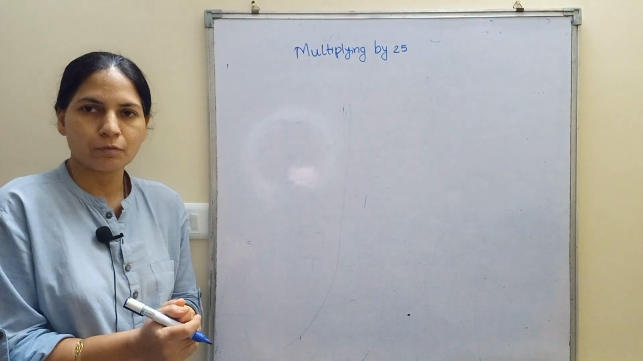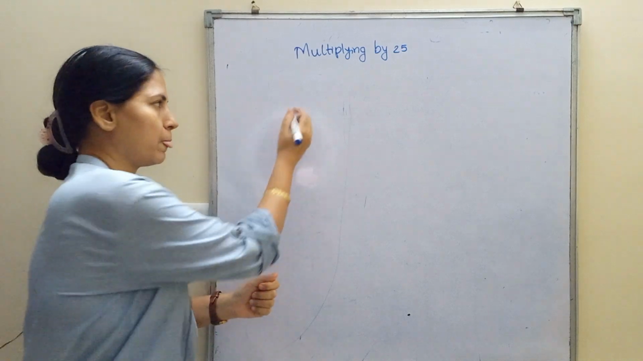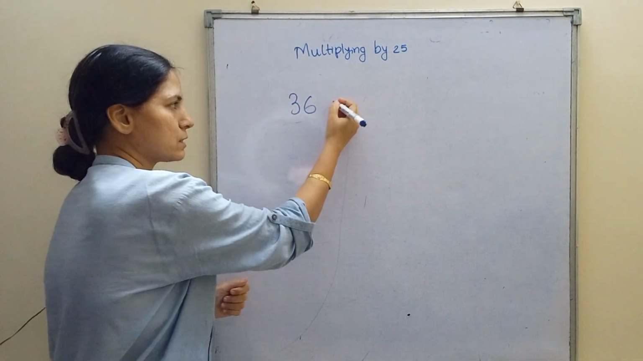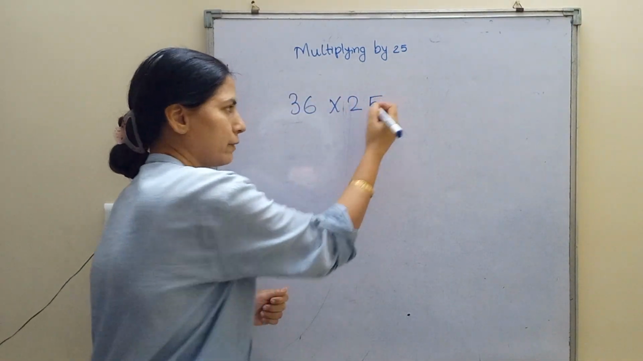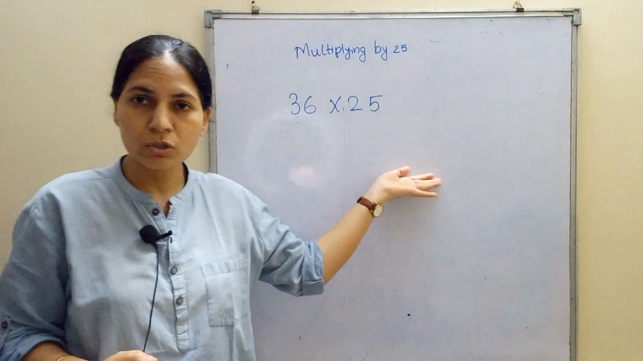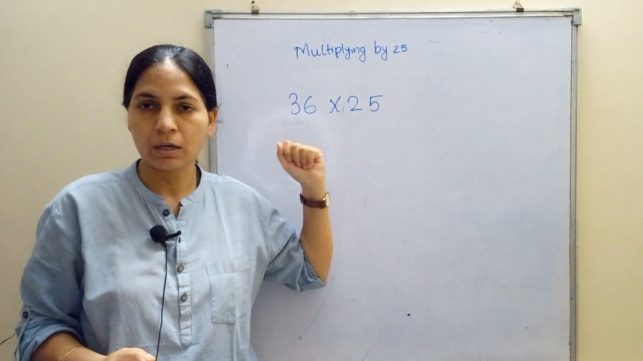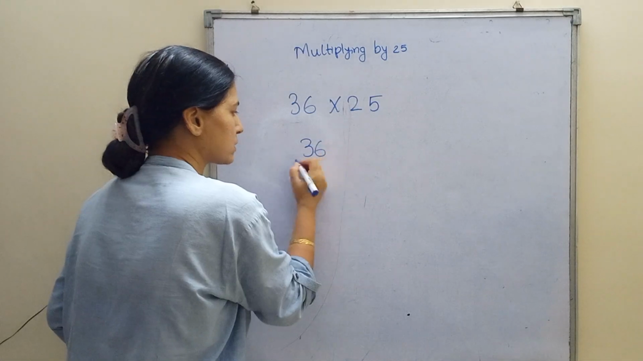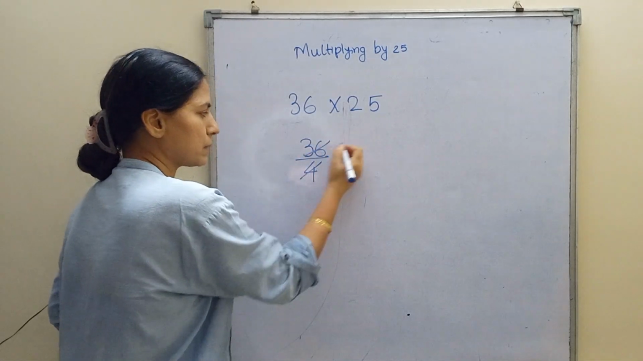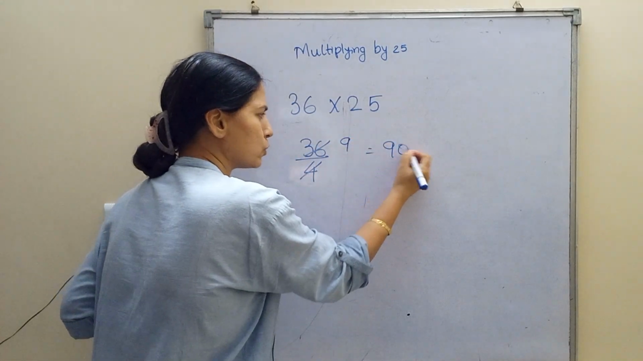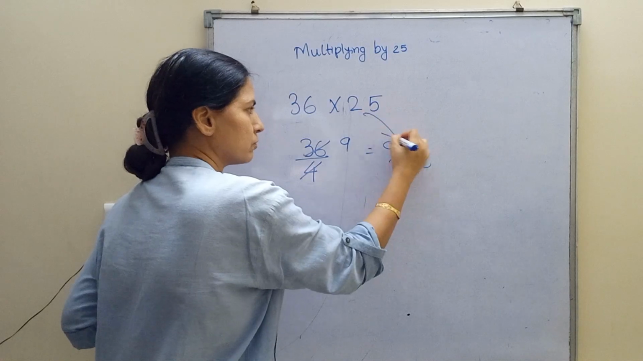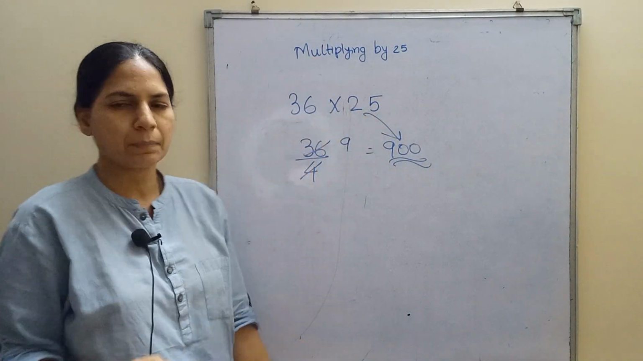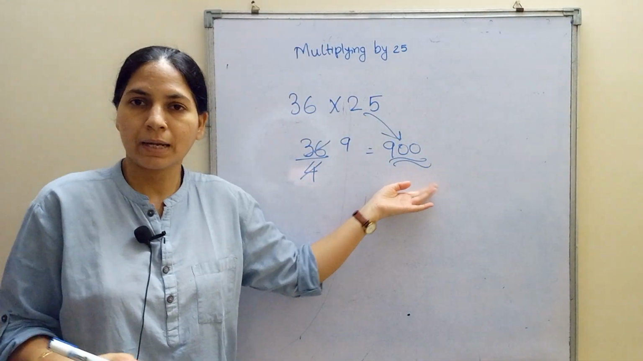For example, if it is 36 multiplied by 25. Now these are both two-digit numbers, isn't it difficult? I'll tell you a trick to it. How to do it? Divide 36 by 4. This becomes 9, and put 2 zeros. That's it. 36 multiplied by 25 is nothing but 900.